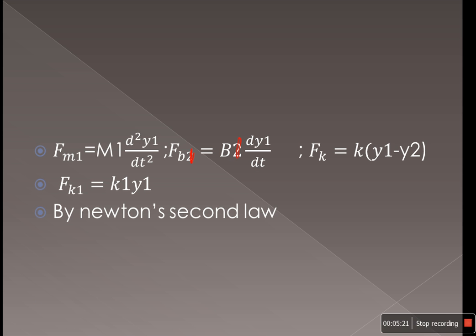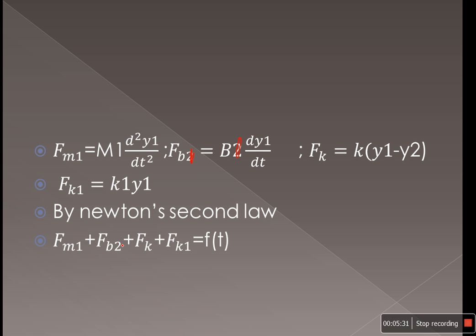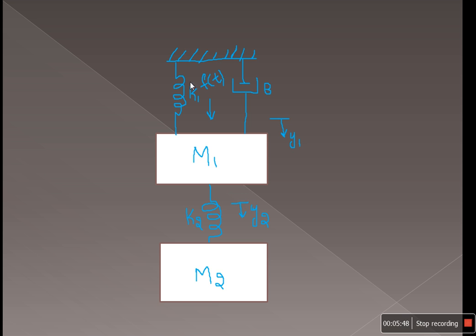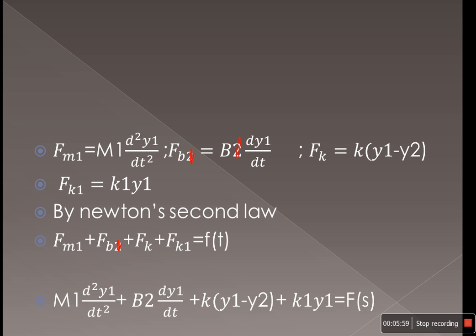So all these we know. What is the next step? Apply Newton's second law. According to Newton's second law, the applied force equals the opposing force. For m1, the applied force is F of t. The opposing forces are the force due to m1, the force due to b, the dashpot, the opposing force due to k2, and the opposing force due to k1. Just observe once: the opposing force due to k1, k2, b and m1. So I am writing all those equations.